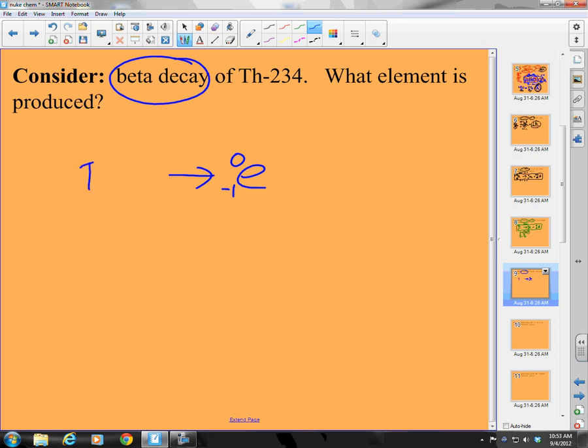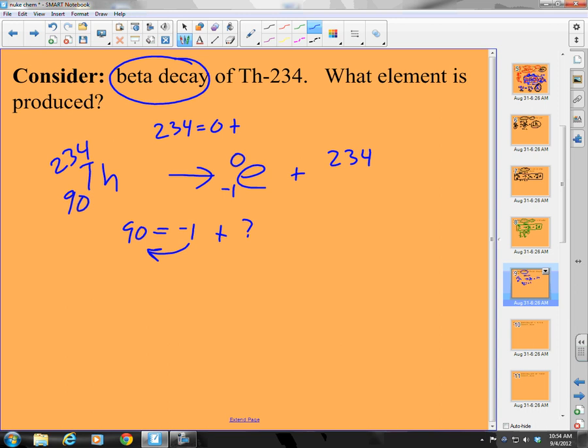What do I start with? Thorium-234. I look in the periodic table. Thorium is 90. So 234 is equal to 0 plus what? 234. 90 is equal to -1 plus what? Okay, 91. And so that is what? Pa? Yeah, how many of you think that is Pennsylvanium-234? Well, that would be wrong. Pa is not Pennsylvanium. Pa is protactinium. And so what element is produced? Protactinium-234. Great.